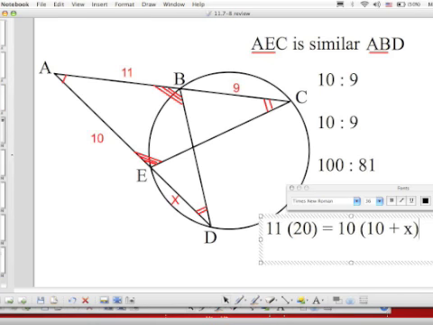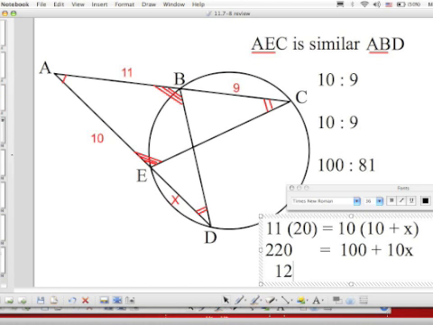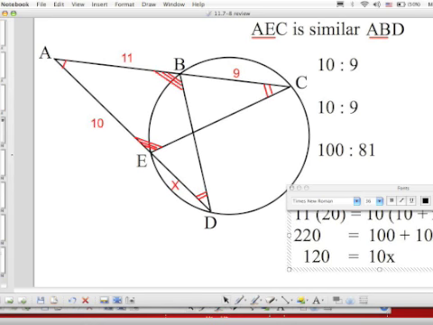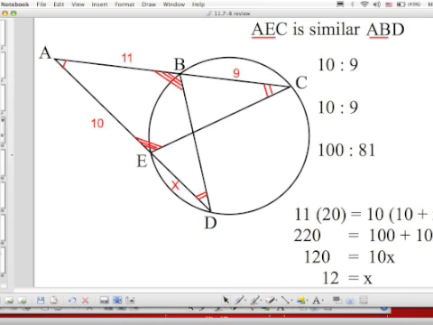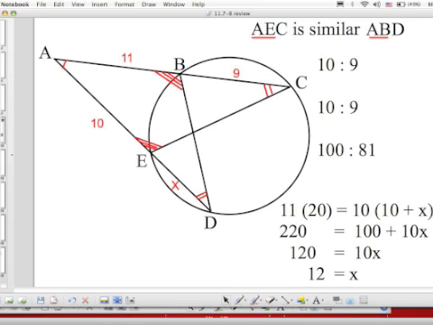All right. Solving this equation, 11 times 20 is 220. Distributing the 10 here, I've got 100 plus 10x. Subtracting 100 from both sides, 120 is equal to 10x. And finally, dividing both sides by 10, x is equal to 12. Okay. Like that one too.